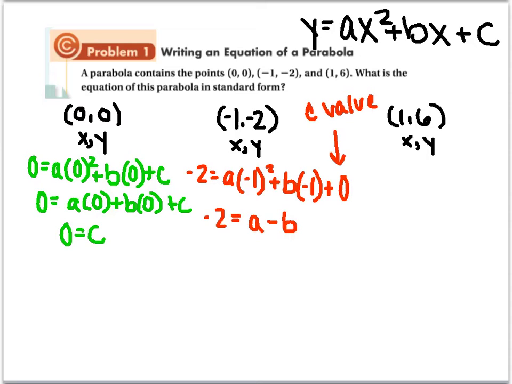And now we have one more to set up. y, which is 6, equals ax squared plus bx plus c.